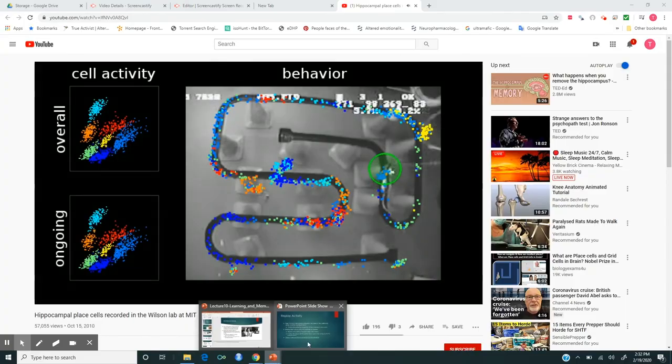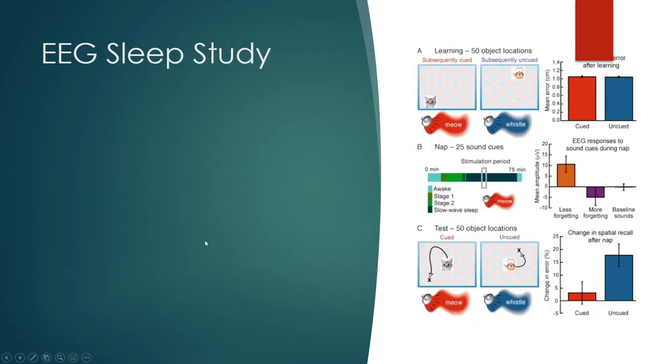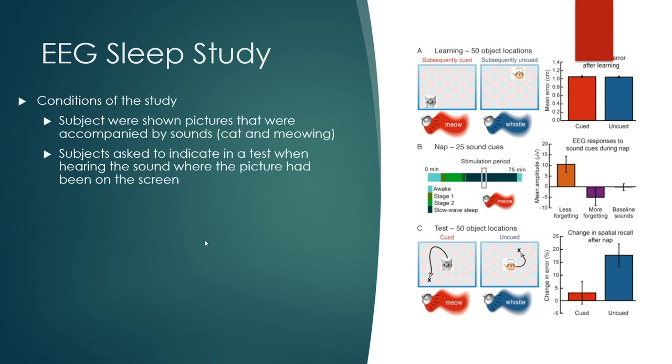So let's get into the rest of the lecture here real quick. Just a couple more studies to get into, from people interested in whether we can learn while we're asleep. This was a cool EEG study where they showed the subjects pictures accompanied by a sound. They'd see a picture of a cat and hear a meow, or see a tea kettle and hear a whistle. The picture occurred in a particular location on the screen, and they were trying to remember that location. And then the sound is used as a cue later on.